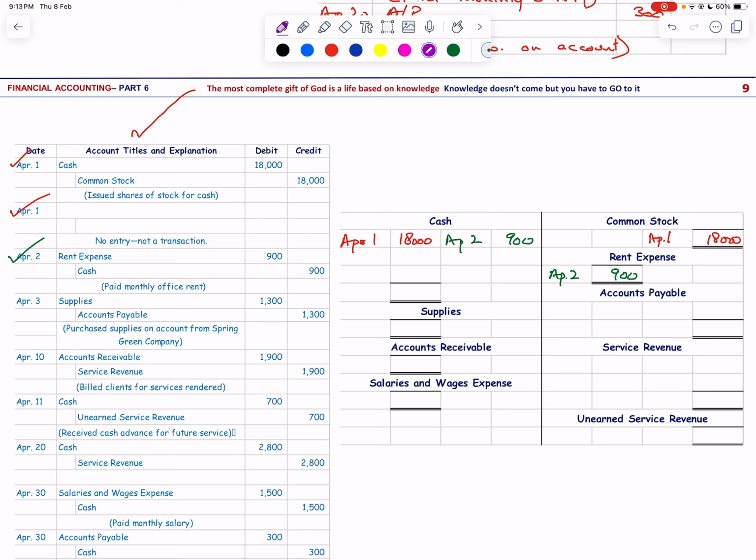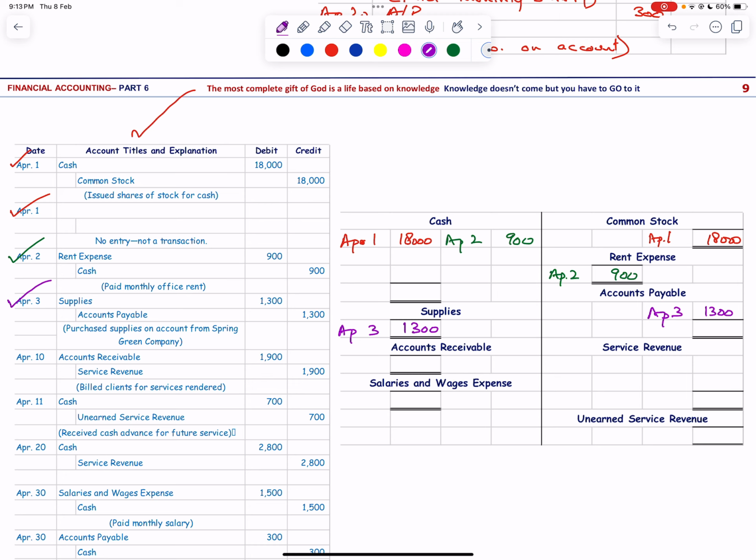We move on to April 3. We have supplies debit by 1300. April 3, and accounts payable is credit by 1300, and the date is April 3.